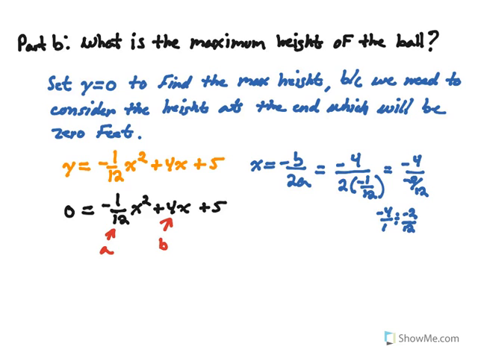When you do keep, change, flip, you've got minus 4 over 1 times minus 12 over 2. Then you cross cancel the 2 with the 4 and you get 2. So negative 2 times negative 12 gives me x equals 24. Keep in mind that x is going to be t, or time, in seconds. So this is really 24 seconds.